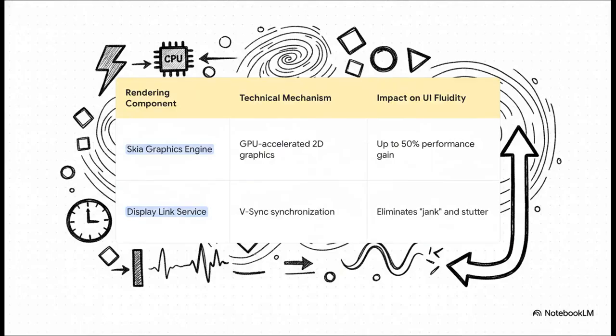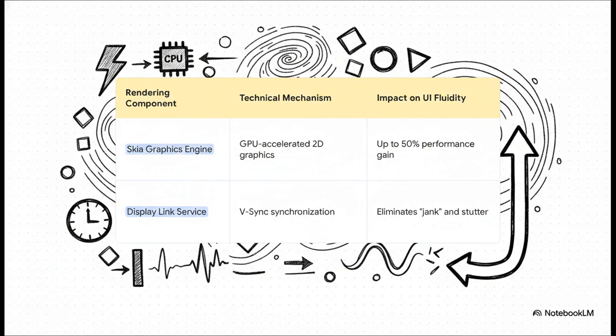So let's break this down. First up, you've got the Skia graphics engine. Now, this is the raw horsepower. It's an open-source library, actually from Google, that takes all the heavy lifting of drawing 2D graphics and offloads it from the CPU directly to the device's GPU. That's what it's built for, and that's where that massive performance boost comes from.